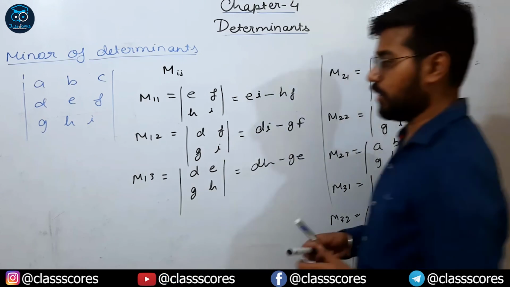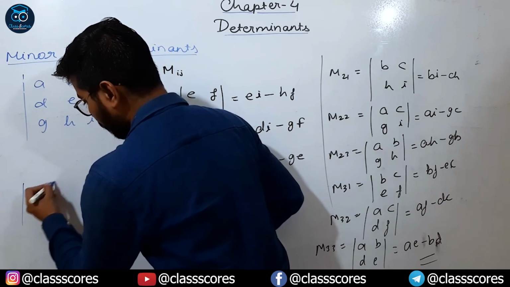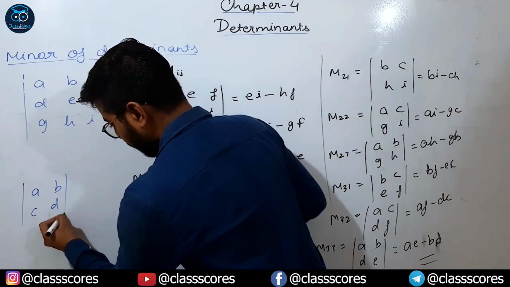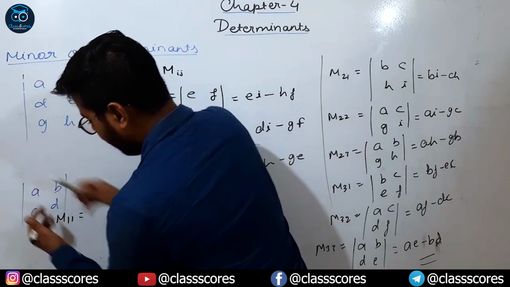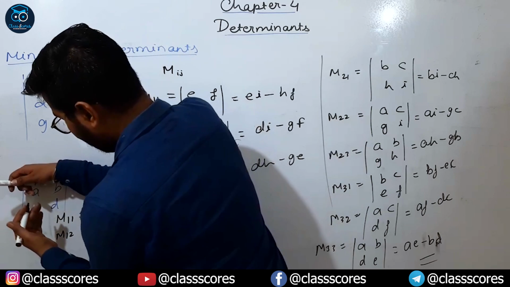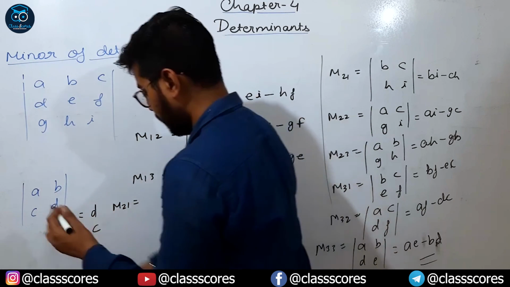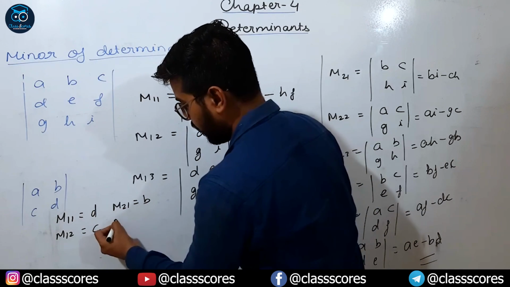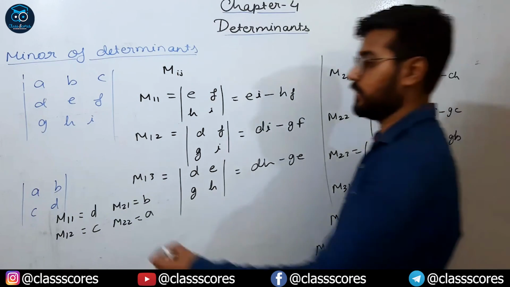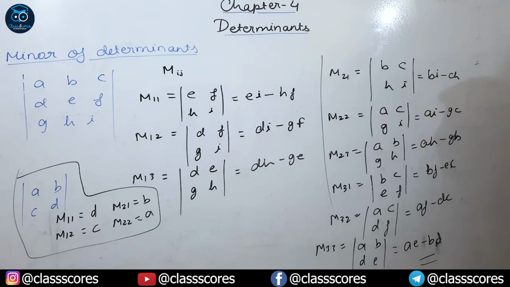It is clear? Now this is for 3 by 3, and if any 2 by 2 matrix is given, suppose A, B, C, D. For this, the minors are, if we say M11, means first row and first column, we get D. M12, first row, second column, that is C. M21, second row, first column, that is B. M22, that is A. So this is the minor for this matrix. I hope it is clear to all of you.